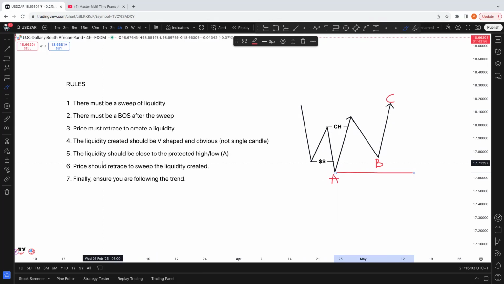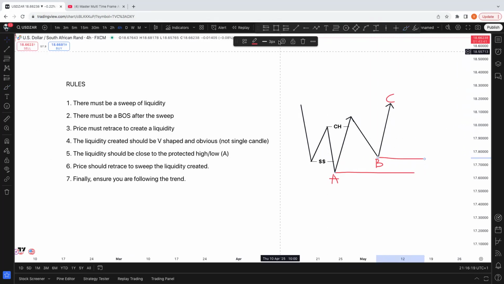Now, what's the next one? The sixth one, sorry. It says price should retrace to sweep the liquidity created. So what are we expecting? We expect price to take out our B always. We expect price to retrace and take out our B, right?